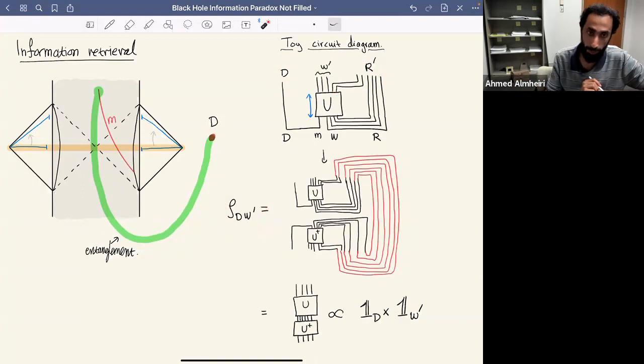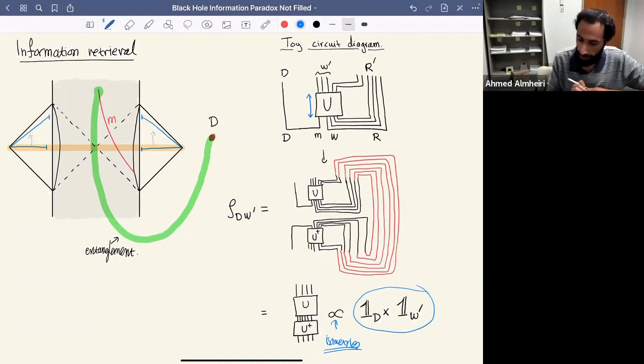Let's imagine you compute rho D W prime. You can do that by simply tracing out R prime, the radiation, which is what these red lines indicate. Then you find a quantum circuit that looks something like this. If we suppose that these U's behave like isometries, I'm hoping you've seen things like this in maybe Walter's talks and Brian Swingle's, then this density matrix becomes the identity density matrix on the two systems D and W prime.